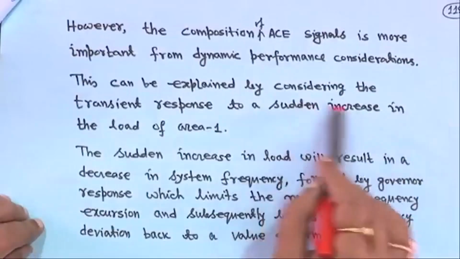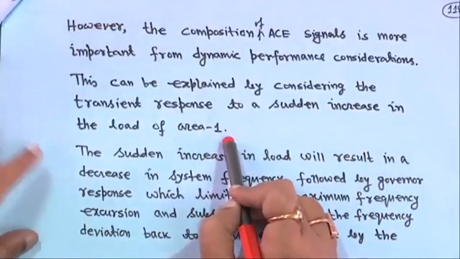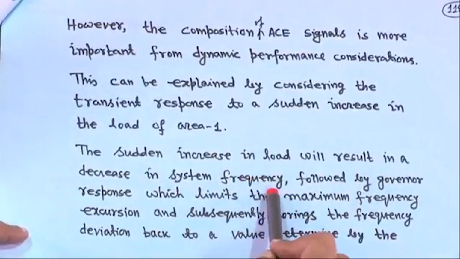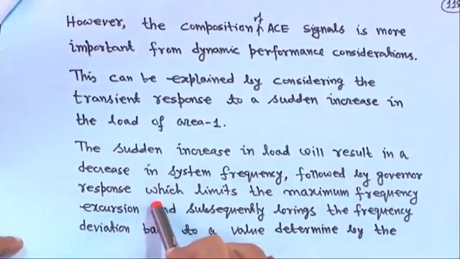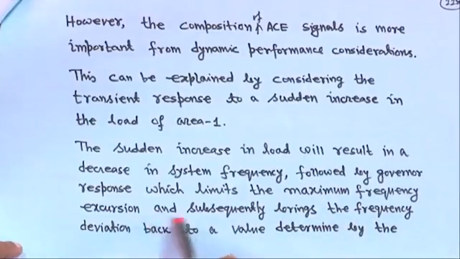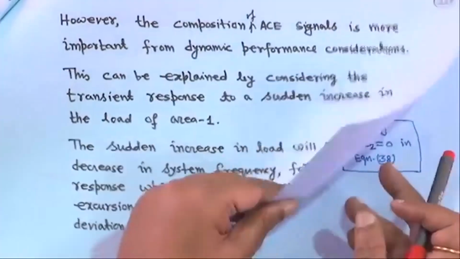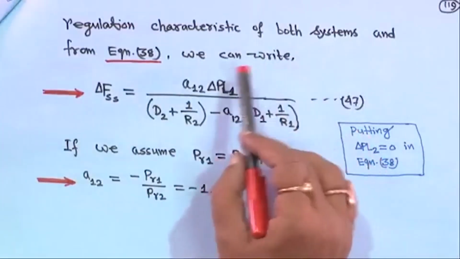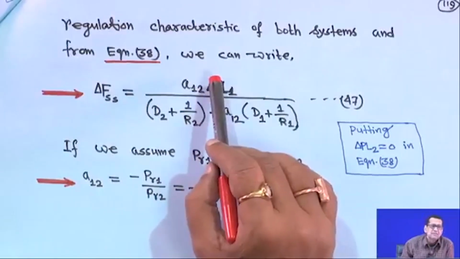This can be explained by considering the transient response to a sudden increase in the load, say in area 1. The sudden increase in load will result in a decrease in system frequency. This we know: if load increases, frequency decreases. This is followed by the governor response, which limits the maximum frequency excursion and subsequently brings the frequency deviation back to a value determined by the regulation characteristic of both systems, that is R1 and R2, the regulation parameters in area 1 and area 2.